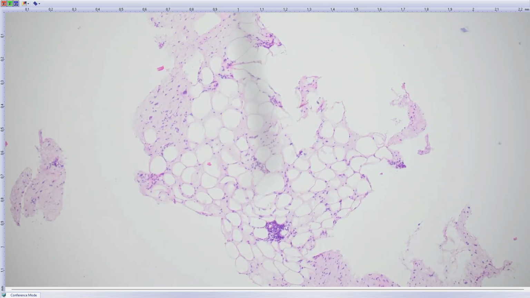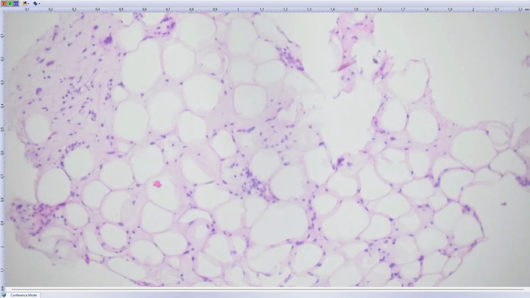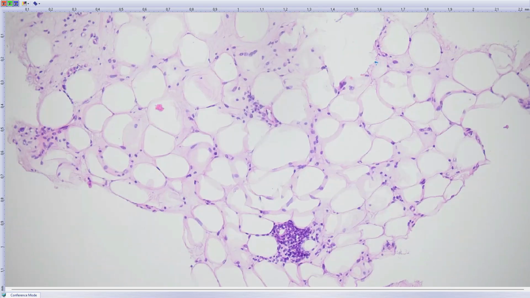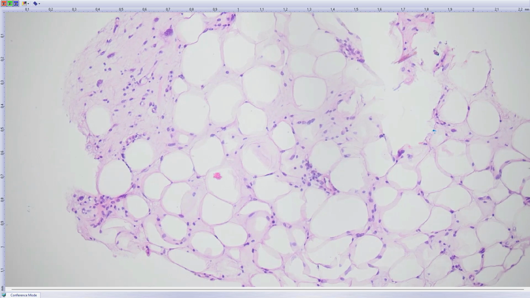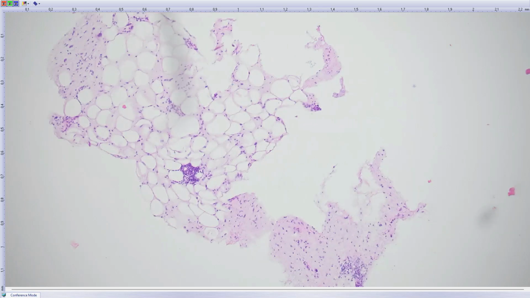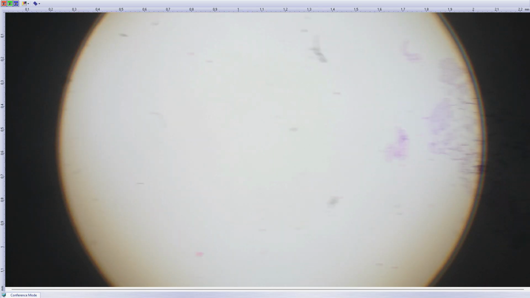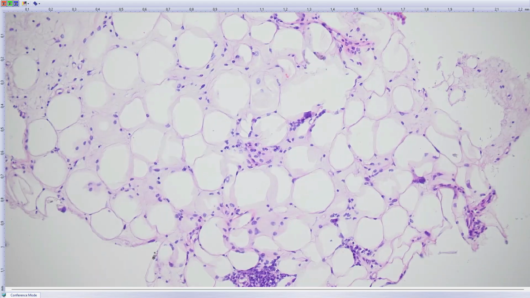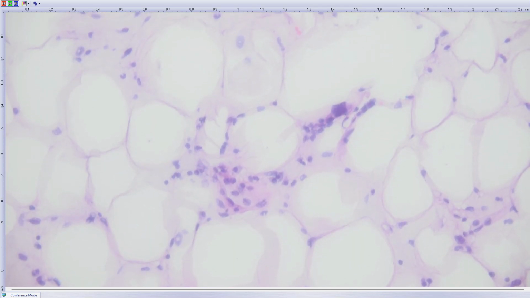It has this morphology where you have some adipose tissue, which doesn't seem that atypical, but on higher power I can still locate some hyperchromatic nuclei. In other sections, I saw it. Yes, here. See here, hyperchromatic nuclei of the adipocytes.